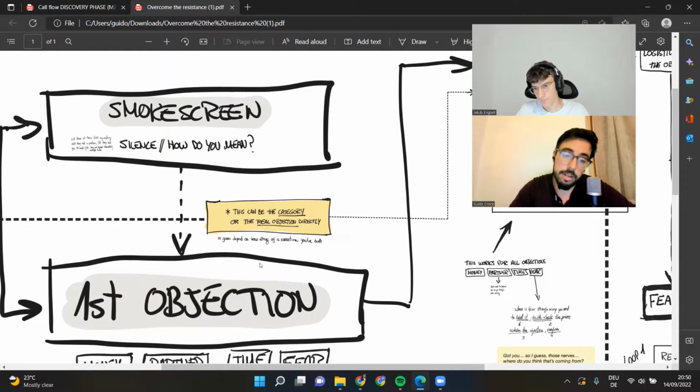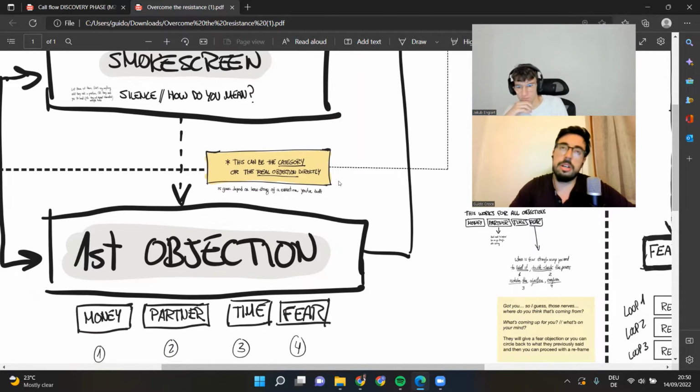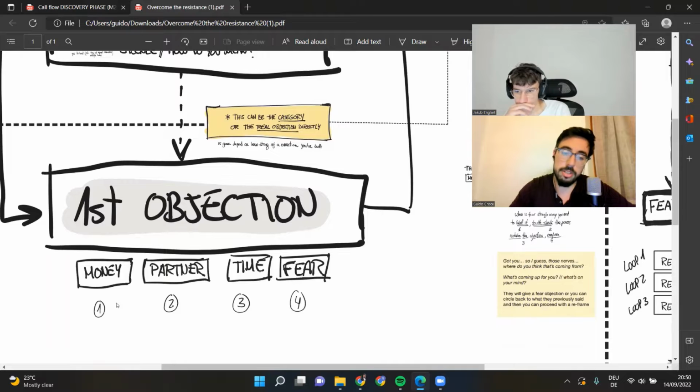Or they might give you a category, but it's not the real objection, right? They might tell you, oh, that's a lot of money. That's a category, money, but you don't know what the real objection is. The real objection means that each of these, money, partner, time, and fear, can be divided into logistical or fear based. So it can be money but logistical, or money and fear, or both. Partner, logistical, partner, fear. Time, logistical, time, and fear, and then fear is fear. Does that make sense? So that's how you identify the real objection.